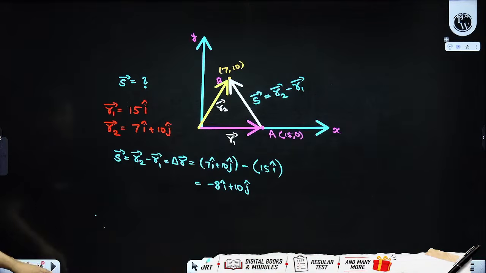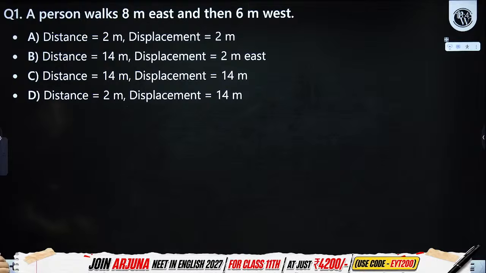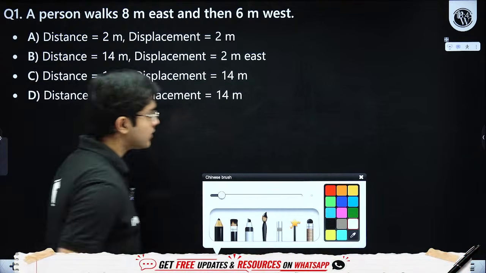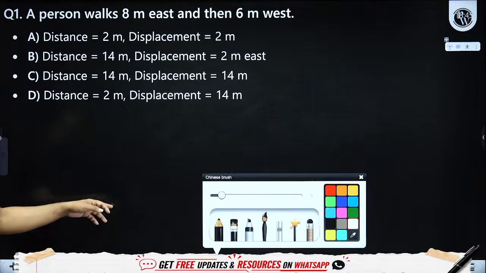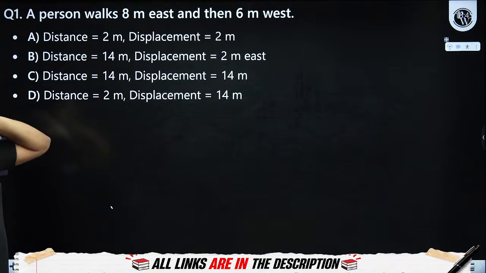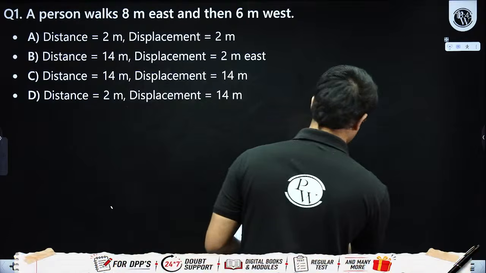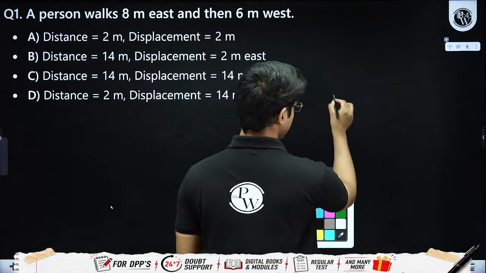Okay, so now we can do some questions. Person walks 8 meters east and then 6 meters west. Okay, in this case you have to tell displacement and distance. So what will it be? So here east, just take it along the right.